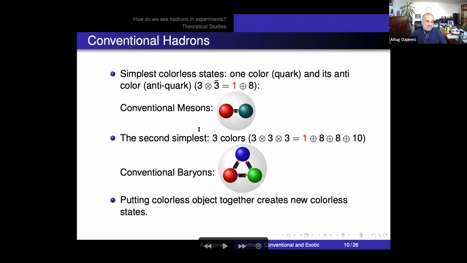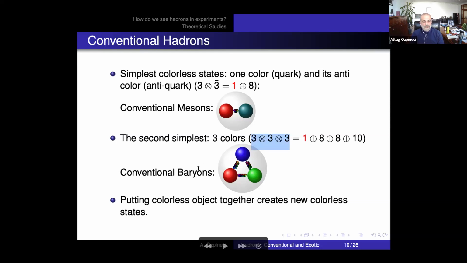Now, the second simplest choice would be just to bring 3 colors together. In fact, this is the reason why this charge is called the color charge. Just like if you bring red, green, and blue light together, you get white light. If you bring 3 quarks together in a suitable combination, one of those combinations is singlet under the SU3 symmetry. So it is colorless. It doesn't change under color transformations. So these are 2 of the simplest colorless combinations.